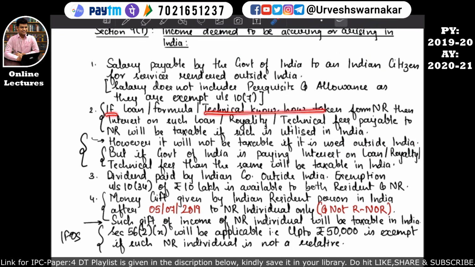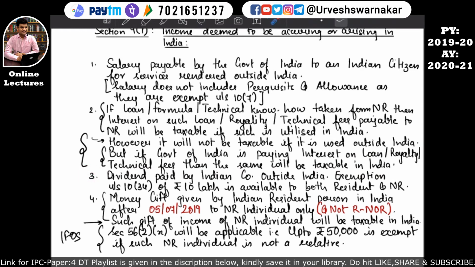If technical know-how taken from a non-resident, then the technical fees payable to the non-resident will be taxable if such know-how is utilized in India. However, it will not be taxable if it is used outside India. That means this technical know-how has been used outside India. But if the government of India is paying technical fees, then the same will be taxable in India, irrespective of whether it is used in India or outside India. I hope this is quite clear to all.